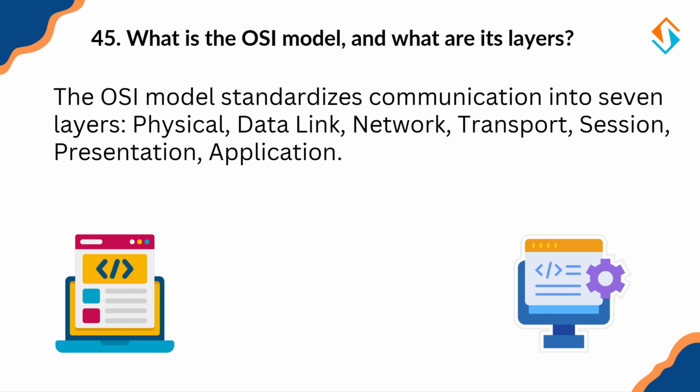Third is network layer, IP addressing, routing, example routers. Fourth is transport layer, TCP, UDP, port numbers. Fifth one is session layer, manages communication sessions. Sixth is presentation layer, data encryption, compression. And seventh is application layer, user applications, HTTP, FTP, DNS.